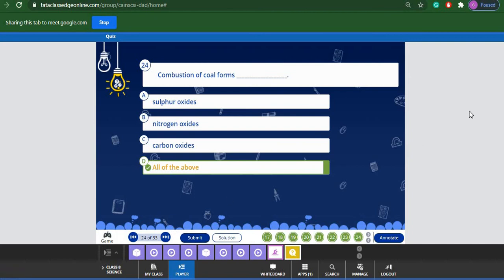Because basically in coal there will be sulfur, there will be nitrogen, there will be carbon. It's a mixture actually, not pure carbon. So there will be so many others, metals, non-metals. Basically non-metals are here, sulfur, nitrogen and carbon, and they form sulfur oxides, nitrogen oxides, carbon oxides. Basically carbon oxide means carbon dioxide. So you have to say all the above.